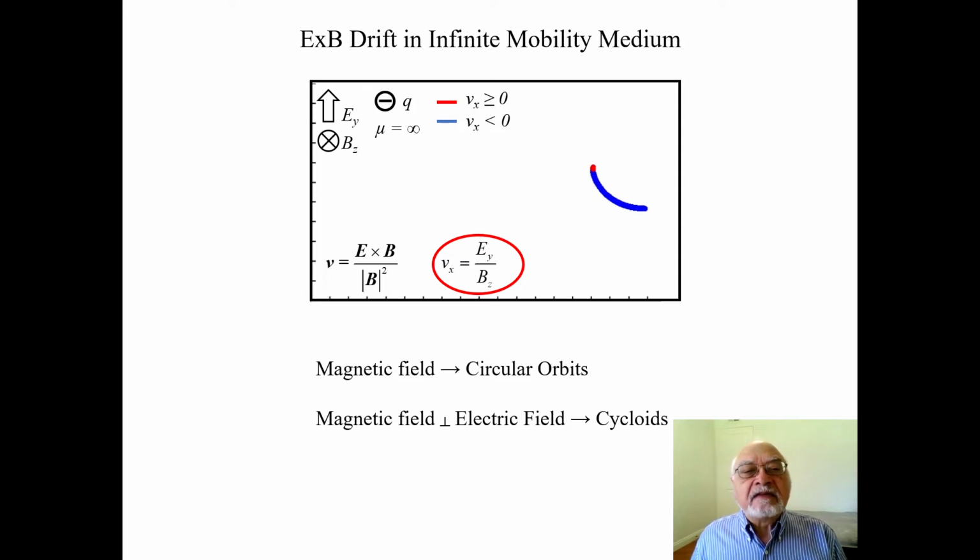This causes the radius of curvature of the path to increase at the bottom and decrease at the top. The circular orbits become cycloids. The cycloids can be viewed as circles whose center drift with velocity v in the direction of the cross product, perpendicularly to both fields. In fact, Vx is equal to the ratio of Ey to Bz.